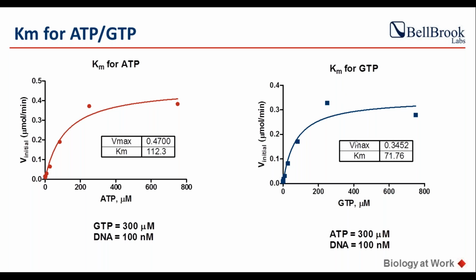Moving to KM for GTP, again, you can determine that using these conditions, and we got a KM around 72 micromolar for GTP. If you are interested in a protocol as to how to determine the KM using the Transcreener assay, we have some application notes and resources on our website. So please check that out, and it goes through the steps of how to do these experiments.